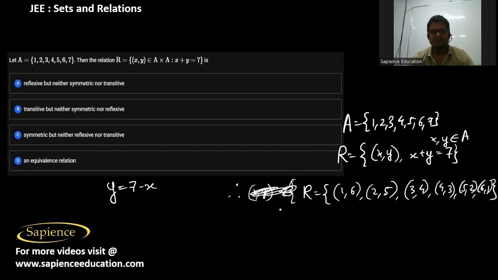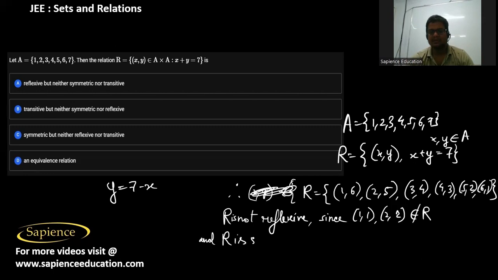And then it is not reflexive. R is not reflexive, since 1 comma 1 is not there. 1 comma 1 or 2 comma 2 does not belong to the relation R. And R is obviously symmetric, since x comma y belongs to R also implies that y comma x also belongs to R.